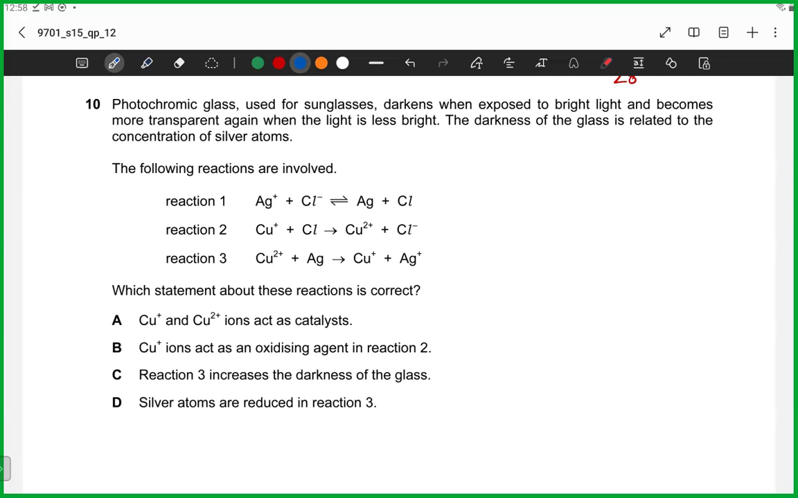So, I mean, it's this one, it's A. I think because the copper plus one are acting as a catalyst because they kind of remain unchanged, right? Is that clear? Yes.